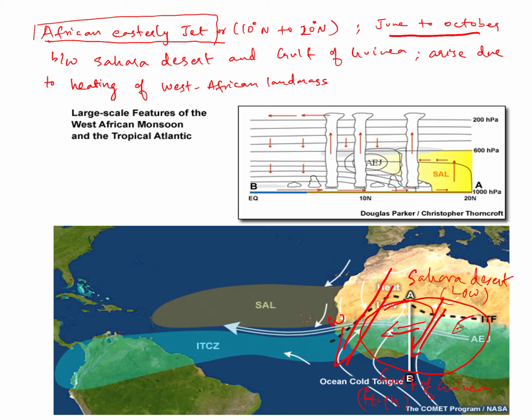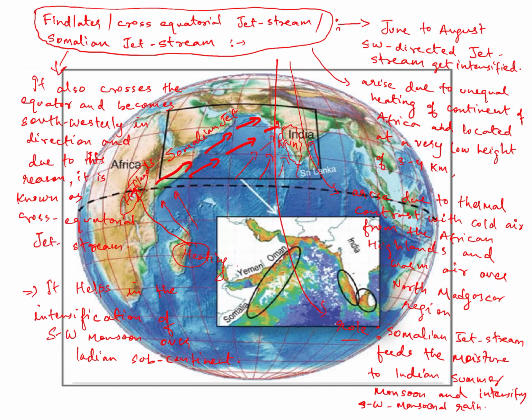So that's why it is also called the African easterly jet stream, because the source of this jet stream is from which direction? East to west. That's why it's called the easterly jet stream. The reason is the abnormal heating of the Saharan desert or West African landmass. So what is the role of this jet stream? This jet stream is responsible for the West African monsoonal climate, the same as the tropical easterly jet stream is responsible for the monsoon over the Indian subcontinent as well as in Southeast Asia.